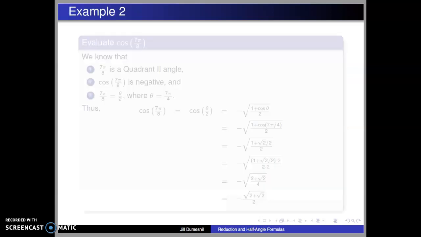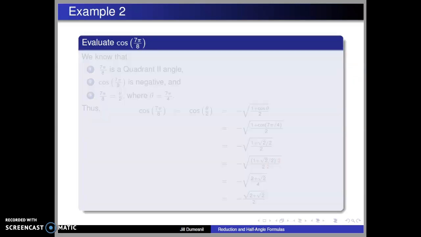Let's consider an example to illustrate use of the half angle formulas. Evaluate cosine of 7 pi over 8. We might try to rewrite 7 pi over 8 as a sum or difference of special value angles, but after trying, this appears unworkable. Let's itemize what we know. First, we know that 7 pi over 8 is a quadrant 2 angle. Thus, cosine of 7 pi over 8 will be negative. Also, 7 pi over 8 is half of theta equals 7 pi over 4.